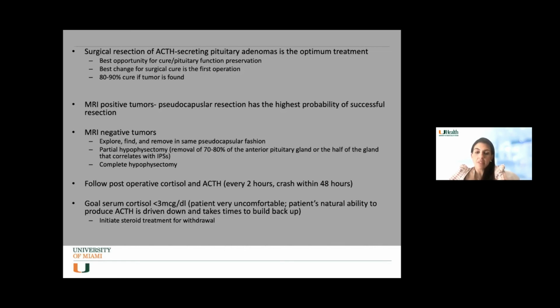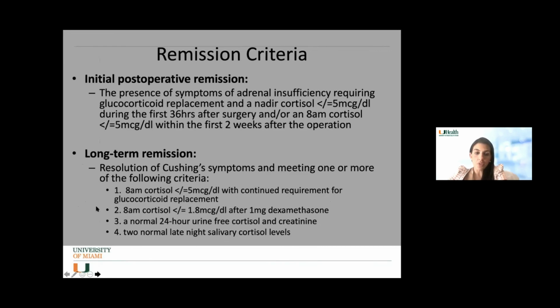It takes time for the body to build back up the ability to produce ACTH. So these patients will feel pretty horrible. And at that point, you want to initiate steroid treatment. Some people will initiate steroid treatment right away because this is a known phenomenon that will occur. Or you can monitor the levels closely.